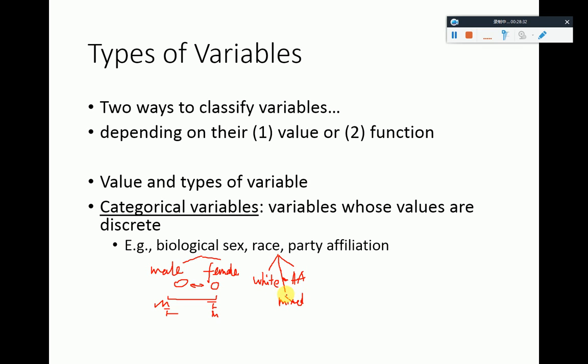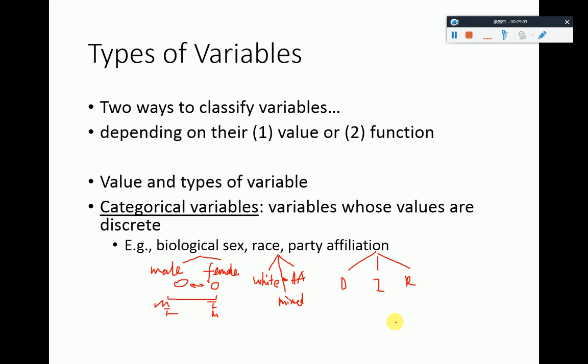You can claim that despite my mixed race ancestry, I consider myself white. Well, that's a different matter. That's your self-perception. But genetically, you are different from a white person. So again, we call these values discrete. Lastly, you can easily reason through our last example, party affiliation. You're either Democrat or Republican, or in some cases you have independents.